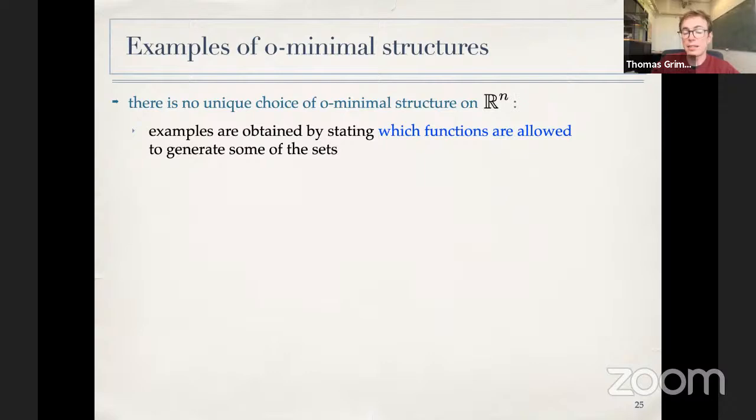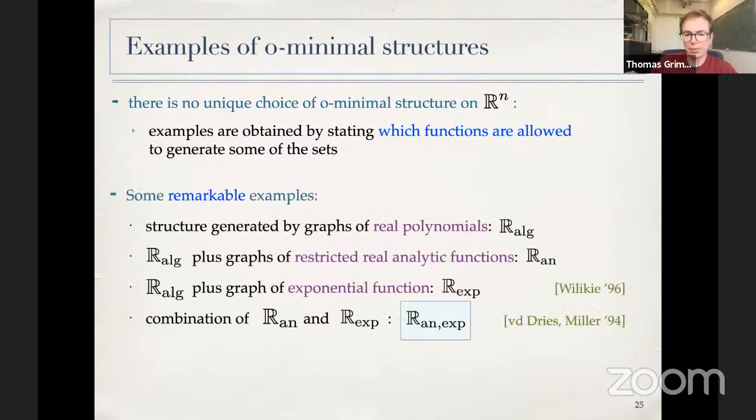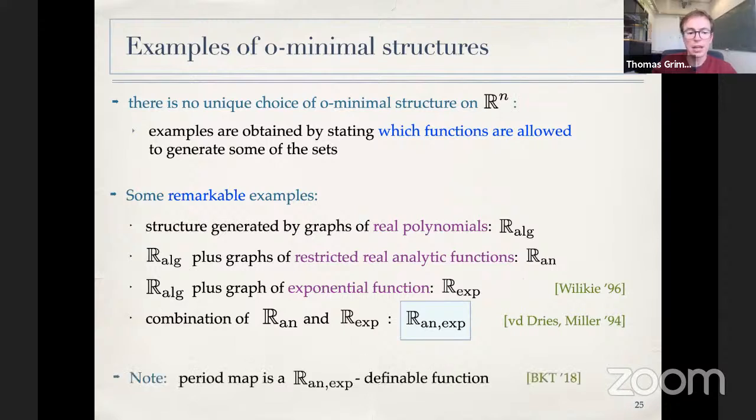So now there is no unique structure, but there are many examples of such structures. And the most exciting example is where you include certain special functions to generate your O-minimal structure, namely including the exponential function. And now comes the result, this recent important result, that the period map is one of these definable functions, and therefore it automatically has finiteness properties built in.